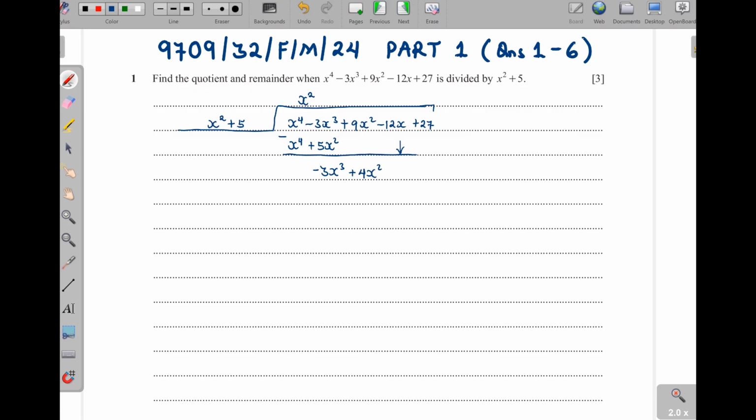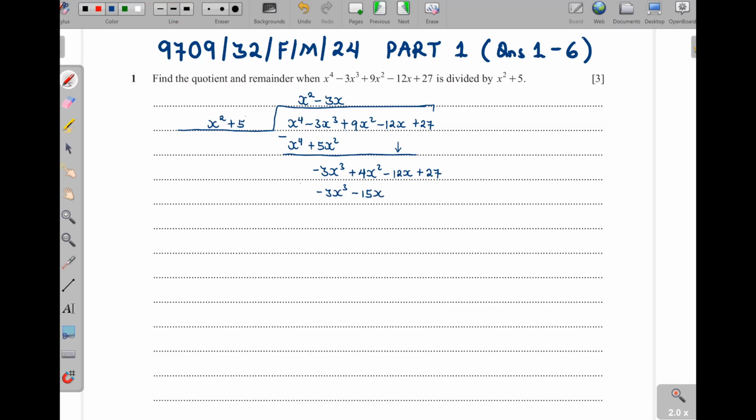Then I can drop these others here, so minus 12x. Then plus 27. Now again we divide the first with the first. So minus 3x cubed divided by x squared, we shall get minus 3x, not so? Then this times this again gives you this negative 3x cubed. And then 5 times this one here, that will be a negative 15x.